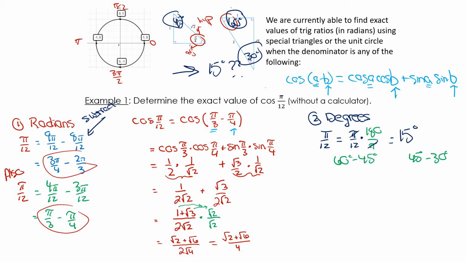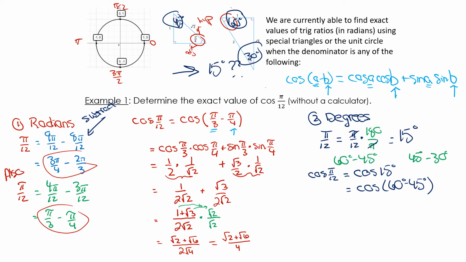So instead of, my original question was cos of pi over 12, I'm going to say that that's equal to cos of, first of all, 15 degrees. And cos of 15 degrees is the same as cos of 60 minus 45 degrees. You don't need to write degrees in every line here, but you do at the end. So just remember to put them in at the end.